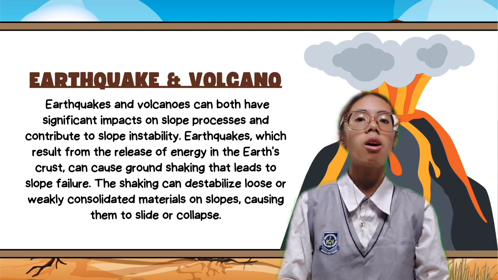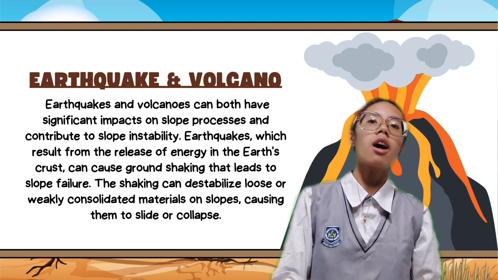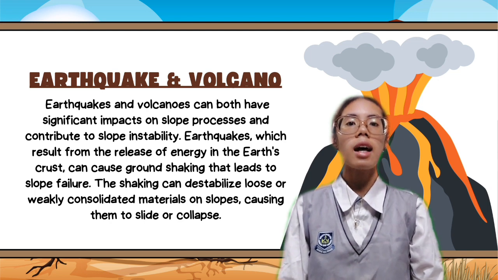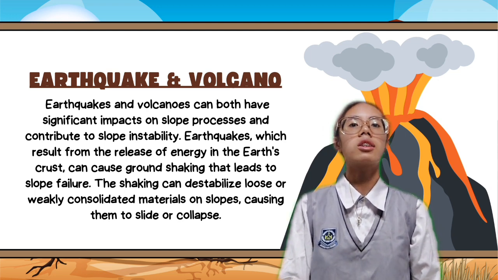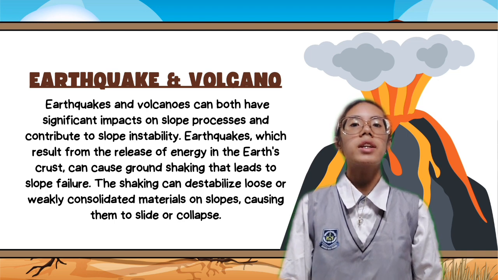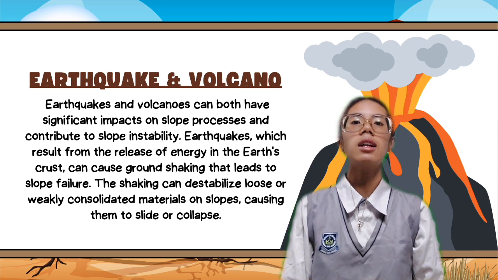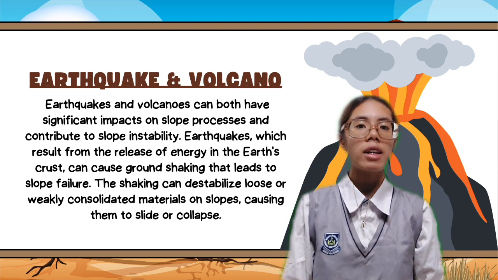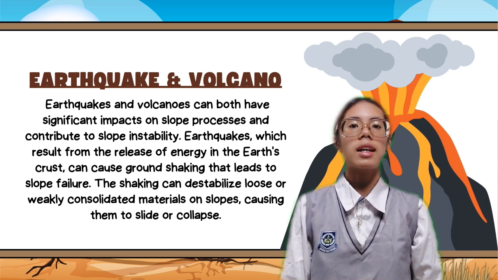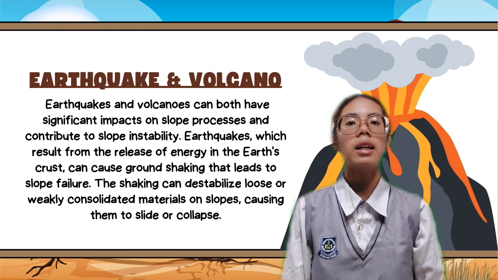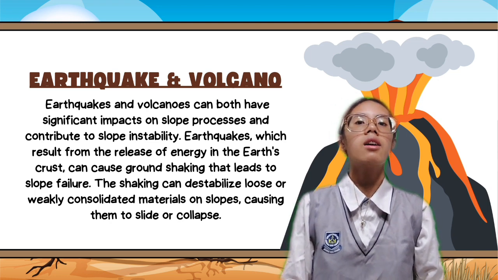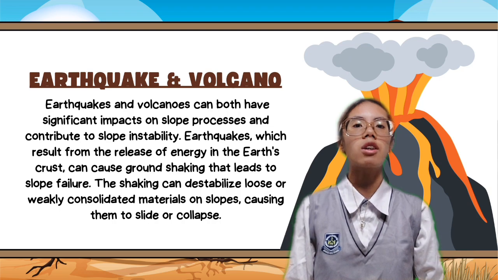Volcanic landslides can also occur as a result of unstable volcanic materials or the destabilization of slopes due to volcanic activity. The specific impacts of earthquakes and volcanic activity on slopes depend on various factors such as the type of materials involved, slope steepness, and the intensity of the seismic or volcanic events. These natural processes highlight the importance of understanding and monitoring slope stability in areas prone to seismic and volcanic activity to mitigate potential hazards.